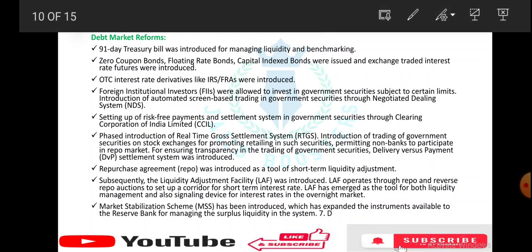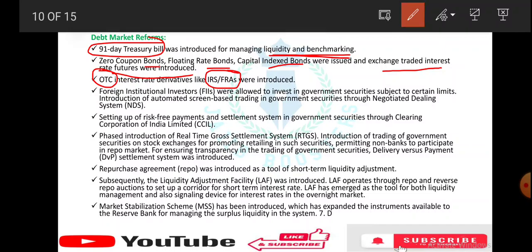Next, debt market reforms. The 91-day treasury bill was introduced. What's the purpose of introducing debt market reforms? To manage liquidity and benchmarking. Zero coupon bonds, floating rate bonds, and capital indexed bonds were issued, and exchange traded interest rate futures were also introduced. OTC, over the counter interest rate derivatives like FRAs, forward rate agreements, and IRS, interest rate swaps, were also introduced. Foreign institutional investments were permitted.